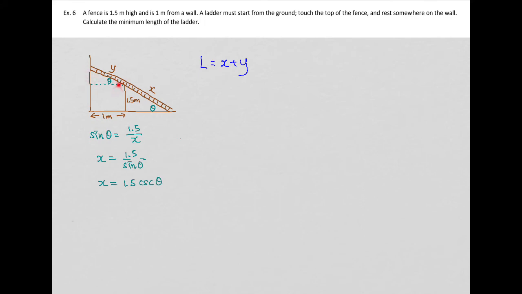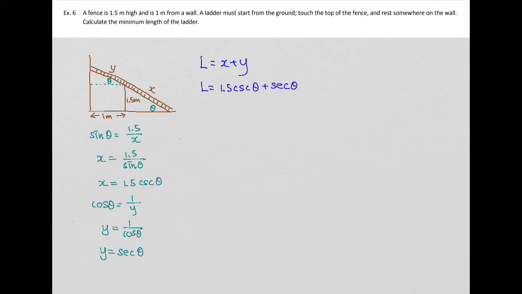And the top triangle here, that's also a right triangle. And according to this angle, this side is the adjacent side, which is 1, and this is the hypotenuse, so we can use cosine. So cosine theta equals adjacent over hypotenuse. That means y equals 1 over cosine. That means y is secant theta. Let's rewrite our equation in terms of theta. So L equals 1.5 cosecant theta plus secant theta.